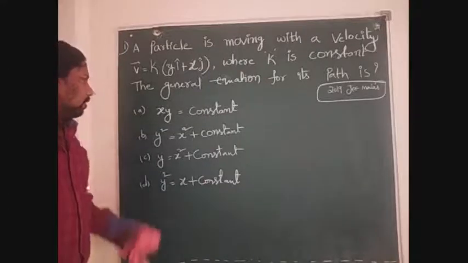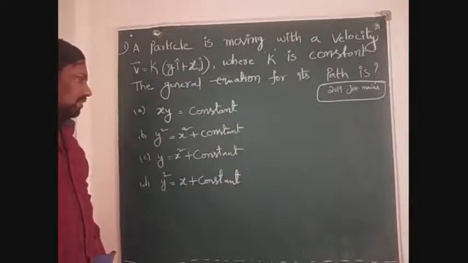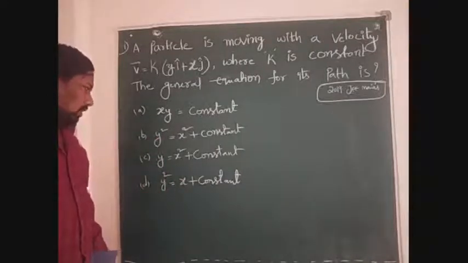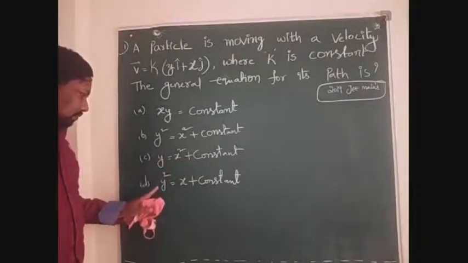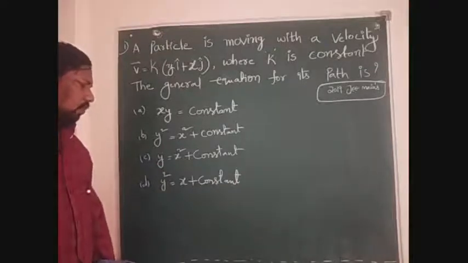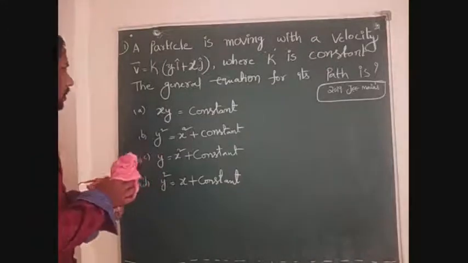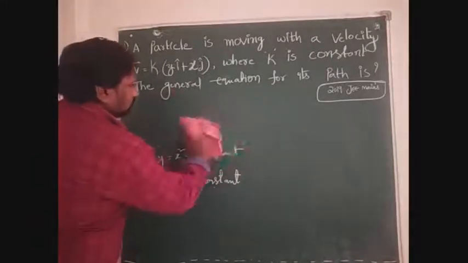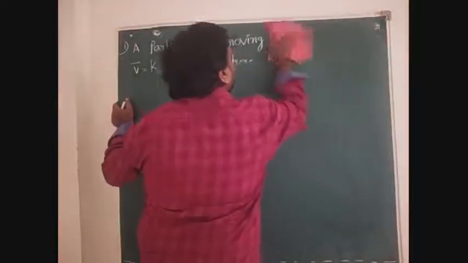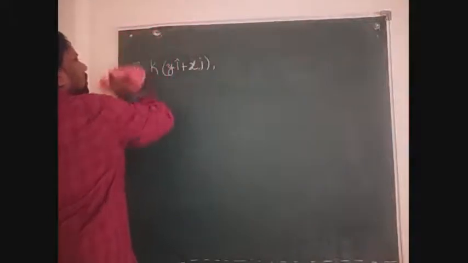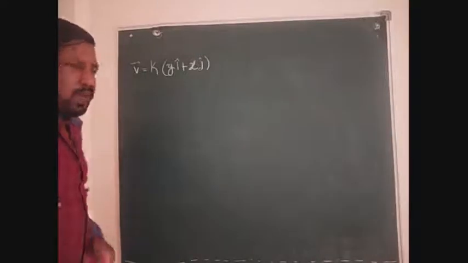Here the first option is xy equal to constant, the second option is y square equal to x square plus constant, the third option is y equal to x square plus constant, and the fourth option is y square equal to x plus constant. So now we discuss the problem. The above problem was asked in the 2019 JEE Mains paper.